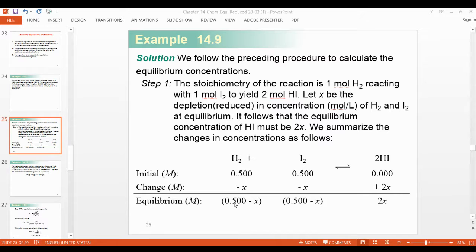So in this way, if the question asks you to determine the concentration at equilibrium, you have to use the ICE table. Please ask me a question about the ICE table. This is very, very important. ICE table.